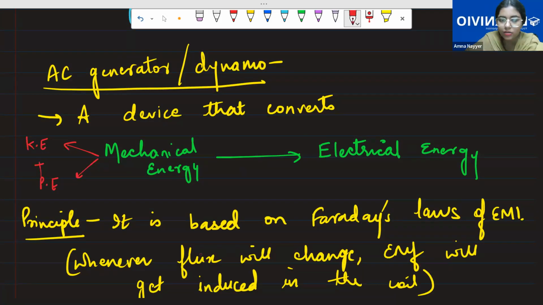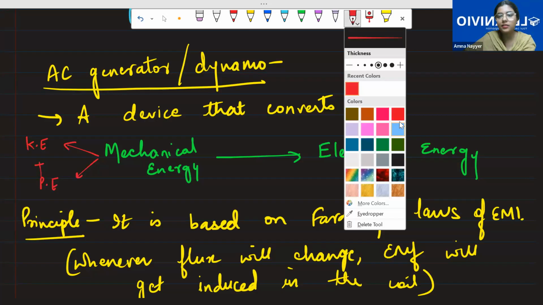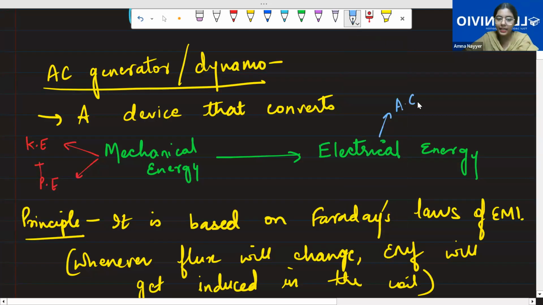We did it in class 11th also. What's mechanical energy? Kinetic plus potential. So when the coil rotates, it has kinetic as well as potential energy. So mechanical energy is converted into electrical. Energies can change from one form to another. That's how we get this. And what kind of electrical current is this? This is your alternating current, AC.